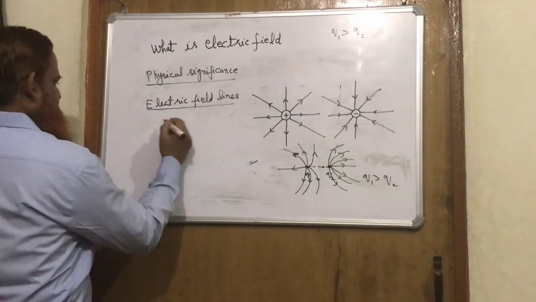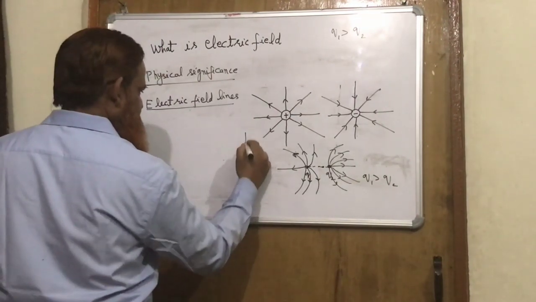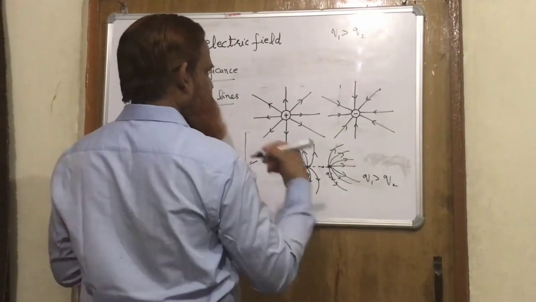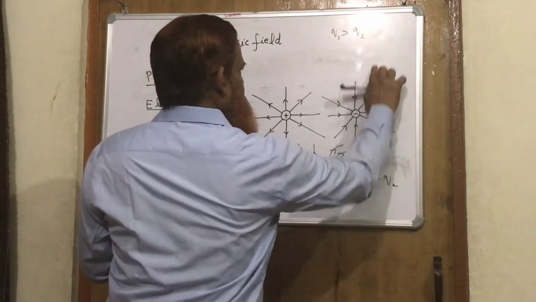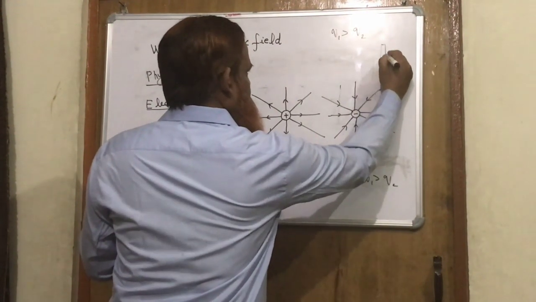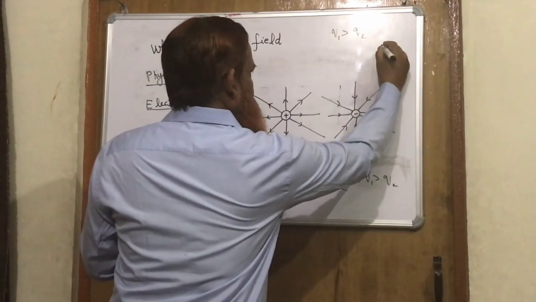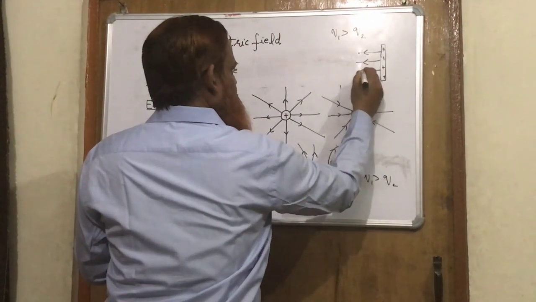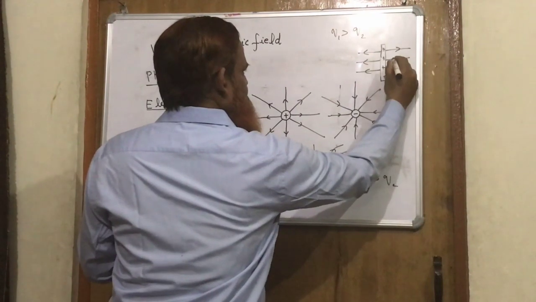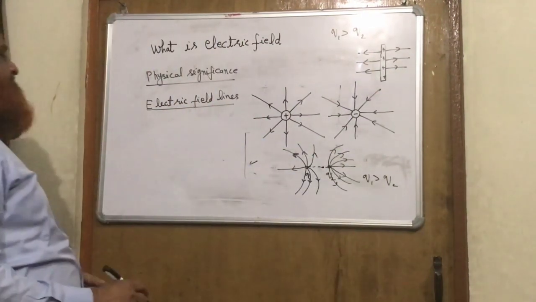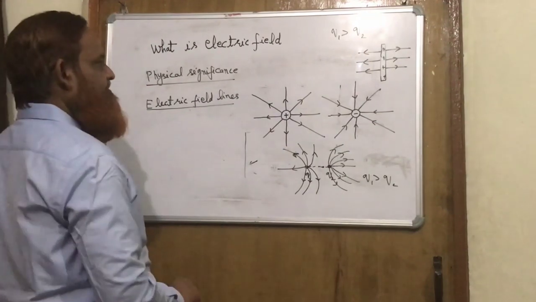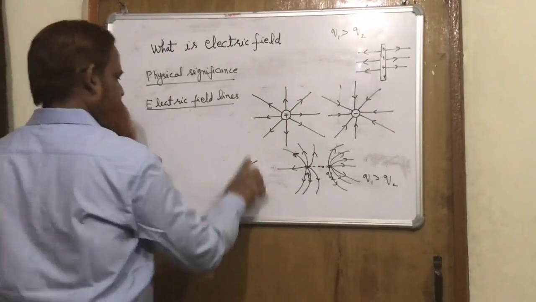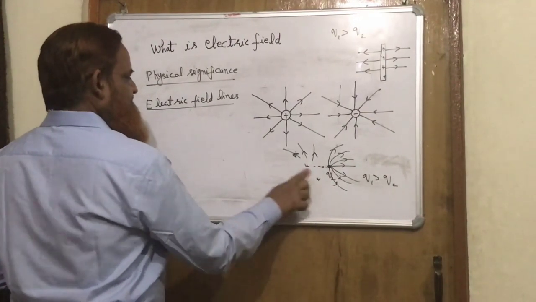Electric field lines due to a charged plate, a positively charged plate, will be in this way. Electric field lines cannot go inside the conductor.